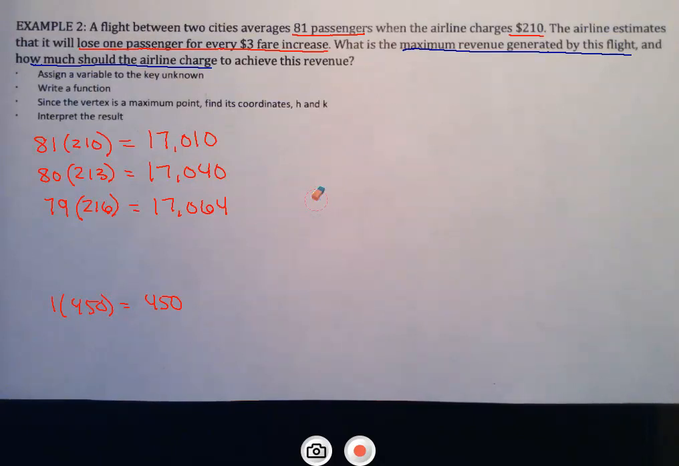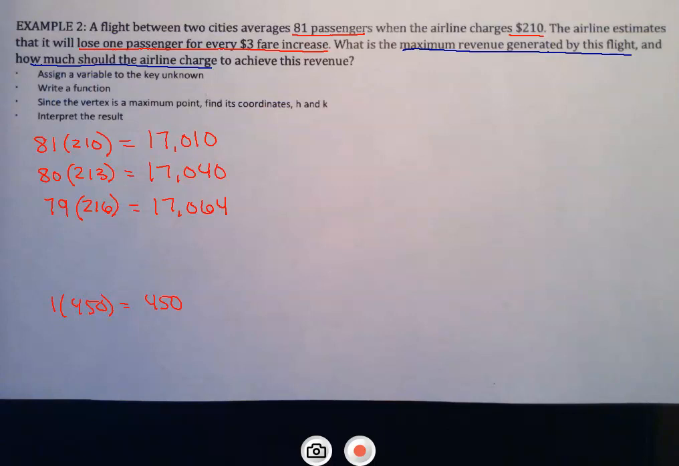Okay. So the first thing then is to assign a variable to the key unknown. So what do you think is our unknown? How much money is our unknown? But that's what we're trying to solve for. Like, we know what revenue is. We have what we need to get it. Is that not what the unknown is? What is the key unknown then? How much the airline should charge for each person.